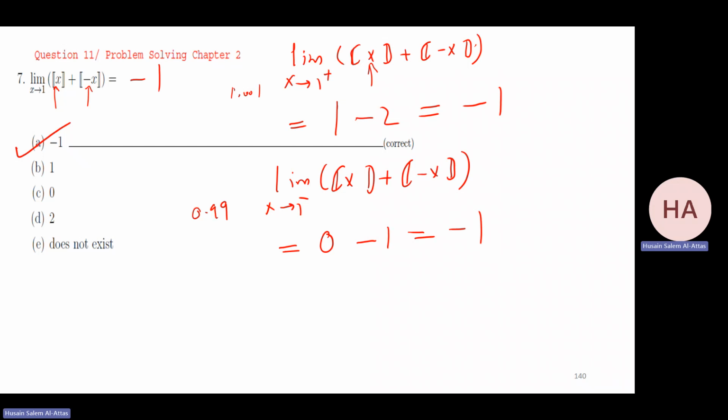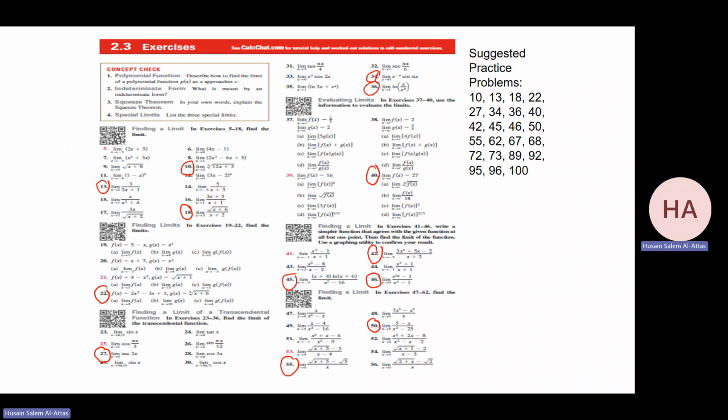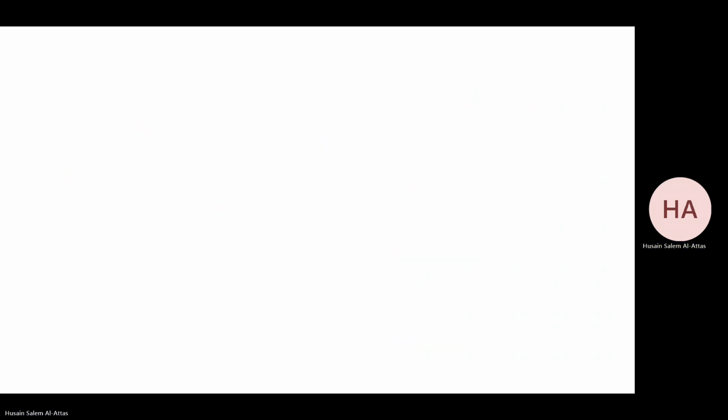Okay. Now we'll go to the exercises of the book. I'll take some of them. By the way, these problems, I think up to here, it's simply substitution. Nothing to worry about. Since everything is defined, we don't have 0 over 0 or infinity over infinity. So it's only substitution. Let me do the suggested problems.